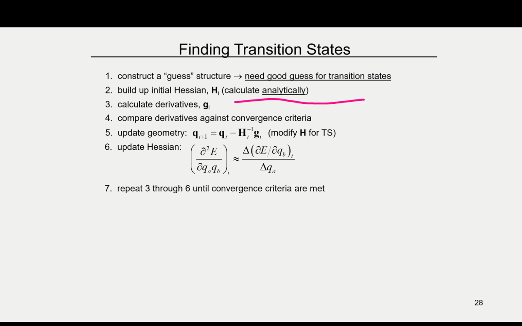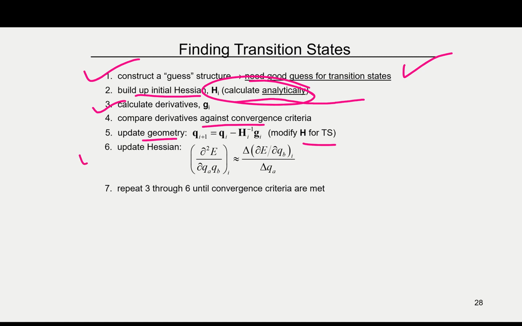Same, construct a guess structure, but it needs a very good guess structure for transition states. Build up the initial Hessian H_i, calculated analytically. This is the difference: the Hessian should be calculated analytically. Then calculate G_i, compare the derivative against the convergence criteria, the same, and update the geometry. Q_(i+1) equals Q_i minus H_i^-1 G_i. Modify H for the TS. Okay, you have to modify this.